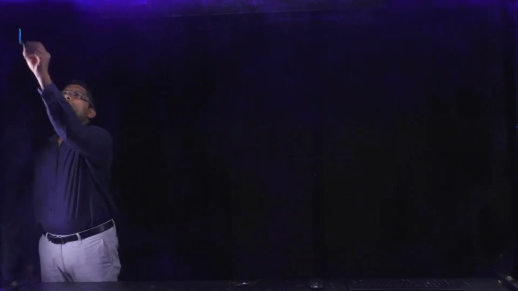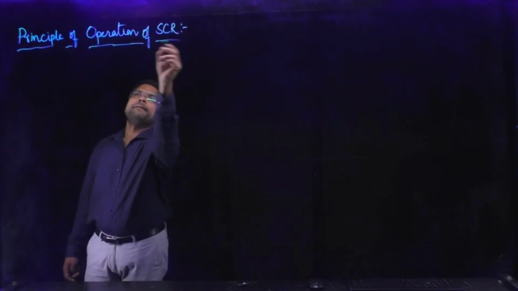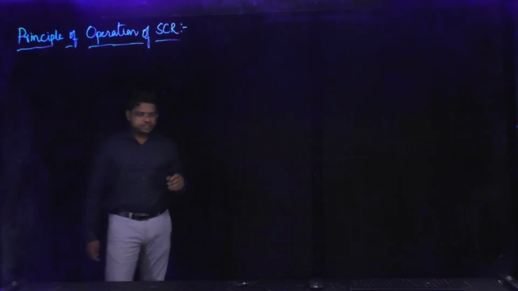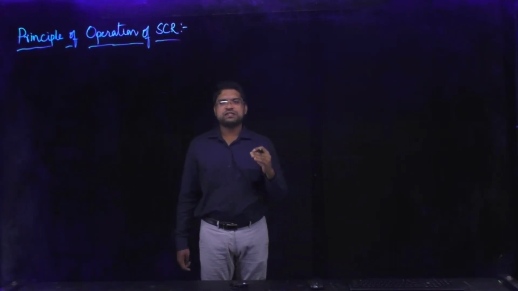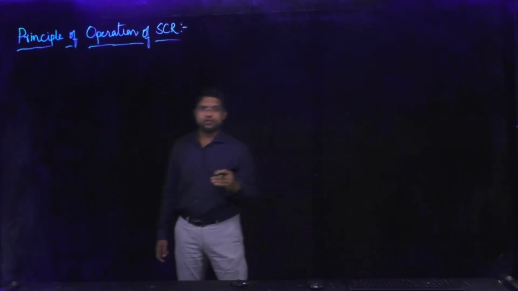In this video, I am going to explain the principle of operation of SCR and the voltage and current characteristics of SCR. SCR is a 3-terminal, 4-layered, 3-junction, solid-state, fast-switching semiconductor device.